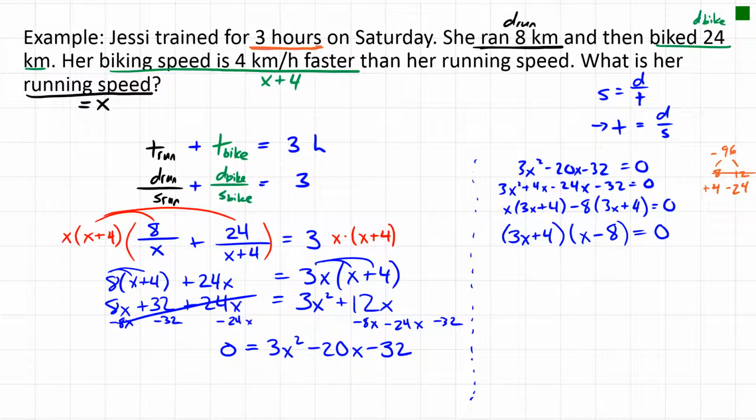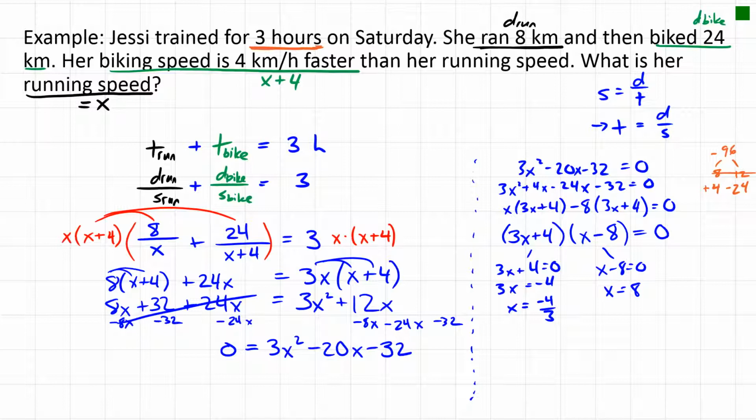So I have two binomials. Each is going to provide me with a solution. So this would be 3x plus 4 equals 0, which means 3x equals negative 4, which means x equals negative 4 over 3 kilometers per hour. That would be the running speed, or x minus 8 equals 0, so x equals 8.